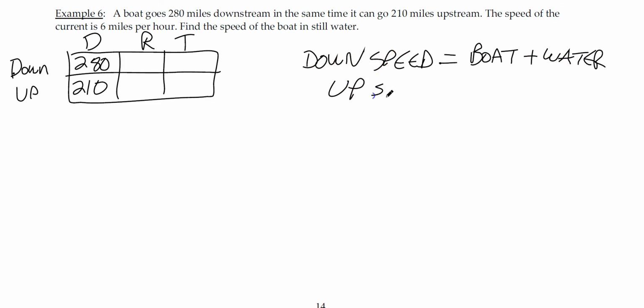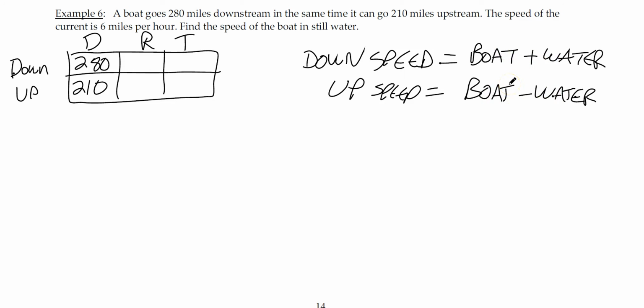The up speed is the boat. That's how fast you travel, but this time you're slowed down by the water because you're going against the current. When you're setting up these speeds, make sure whatever vehicle you're in, a boat, a plane, a bike, whatever, is always first, because that better be the largest number, or else you're not going upstream if the stream is stronger than you are.